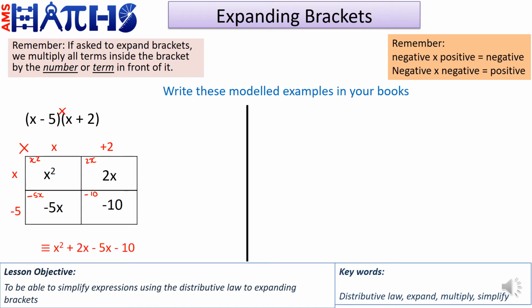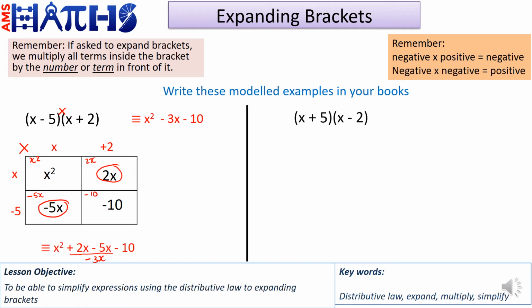Now we have a positive 2x and we have a minus 5x. They are like terms, so we can combine them. So 2x minus 5x gives a minus 3x. So our final answer is going to be x squared minus 3x minus 10.